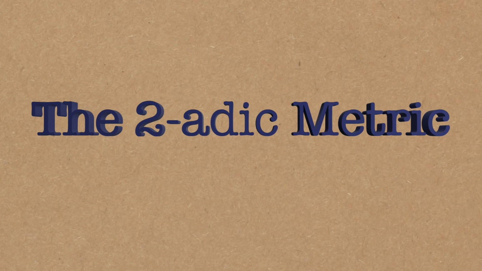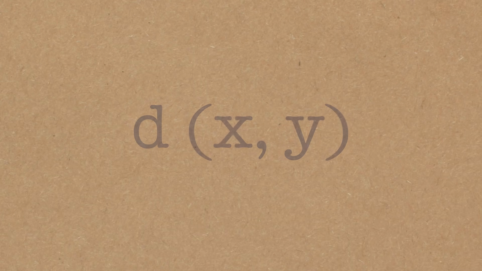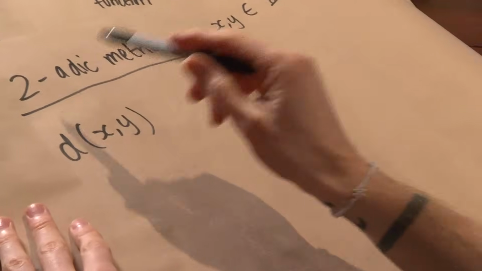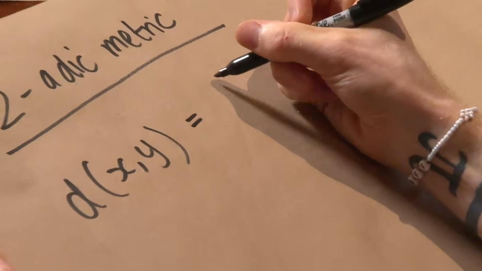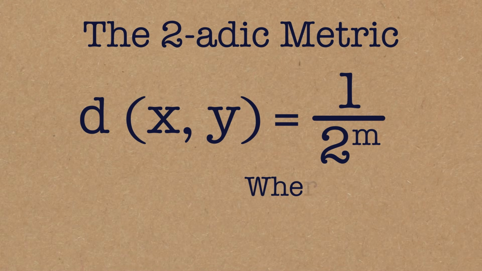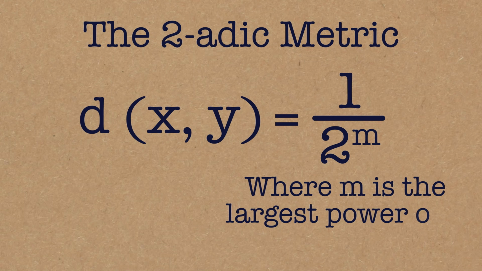And we will check this is a distance. You say the distance between two numbers, x and y. So x and y are going to be integers, because here in our sequence we're only working with integers, so we'll keep things simple. So the distance between two integers in this metric is defined to be 1 divided by 2 to the m, where m is the largest power of 2 that divides x minus y.